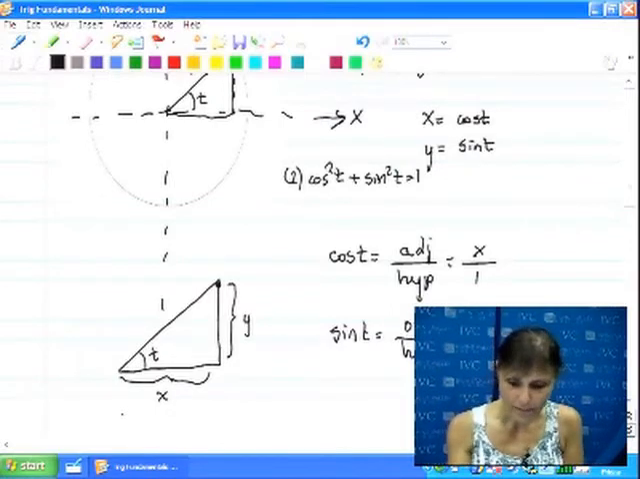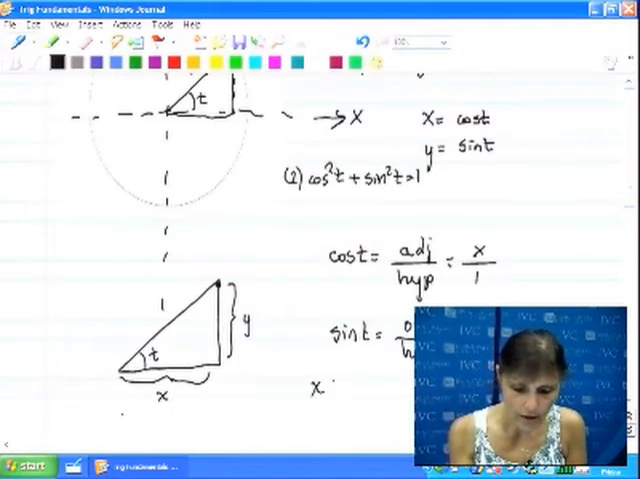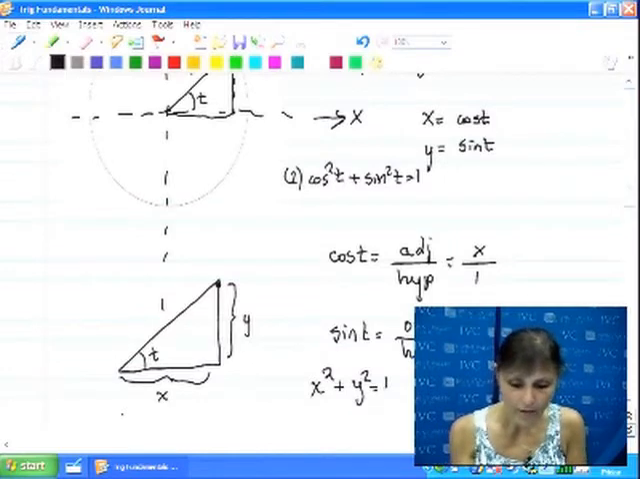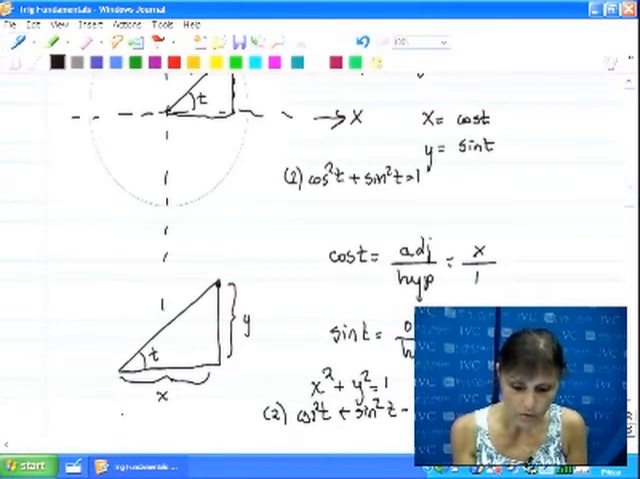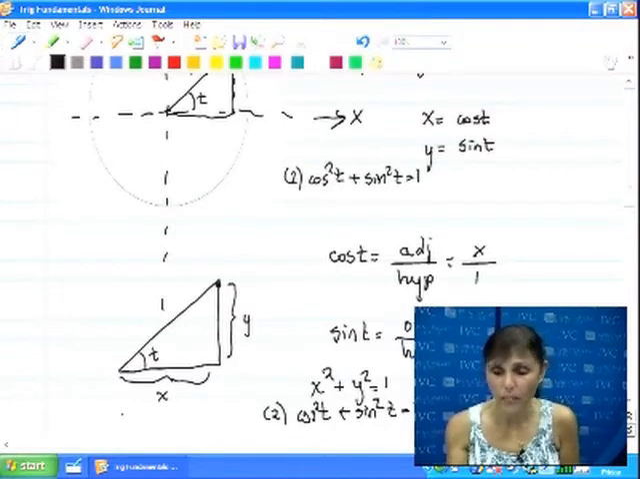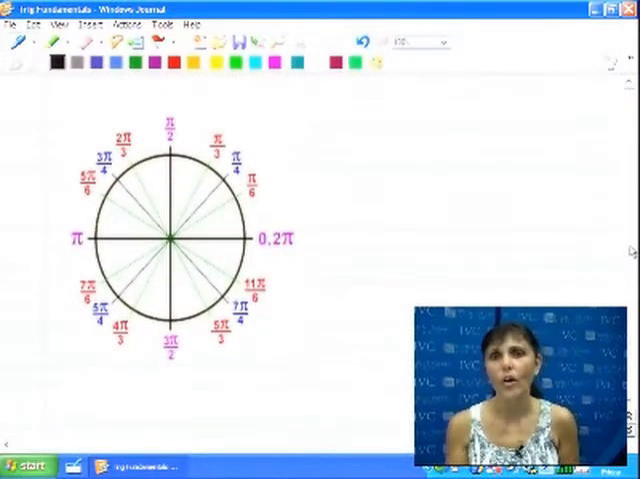And you know that from the Pythagorean theorem, you have x squared plus y squared is 1. And from here you can derive that equation 2 again. Cosine squared t plus sine squared t equals 1. This is very, very handy. So we just defined cosine and sine, which is part of trigonometry. Now we are going to go to the angles.